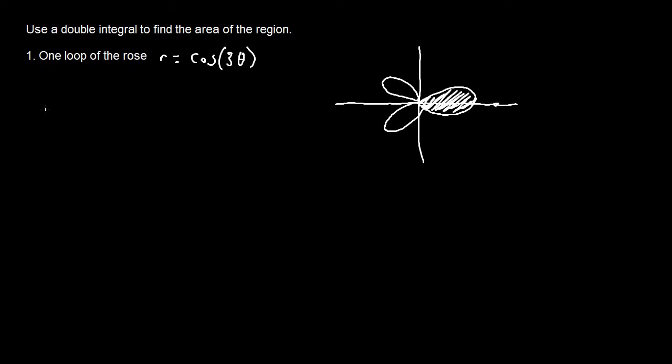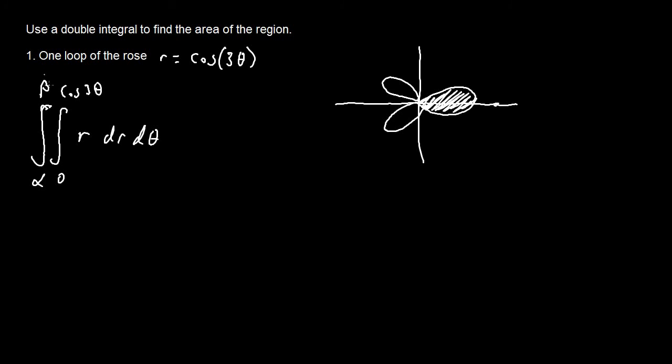And so once again, if I were to rewrite the double integral formula to find the area, the outer integral is going to be in terms of theta, so the angle from alpha to beta. The inner integral is going to be from 0 to the given function, cosine of 3 theta, of just r, and then times dr d theta.